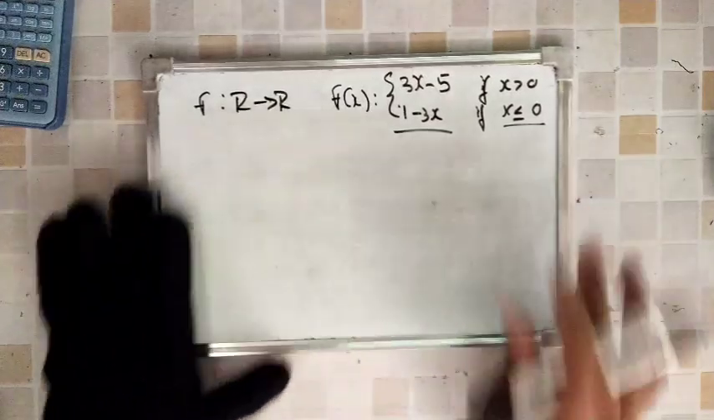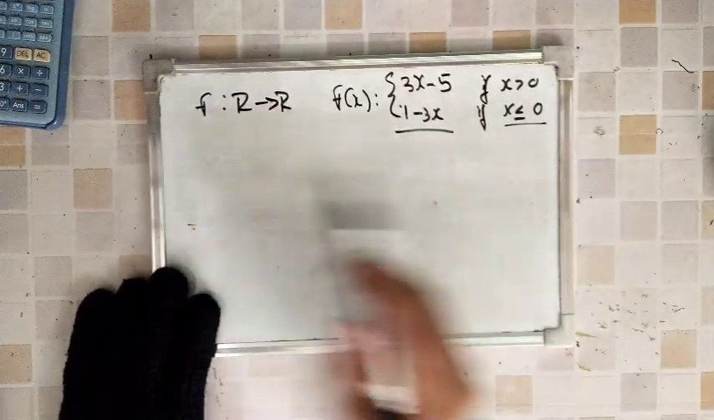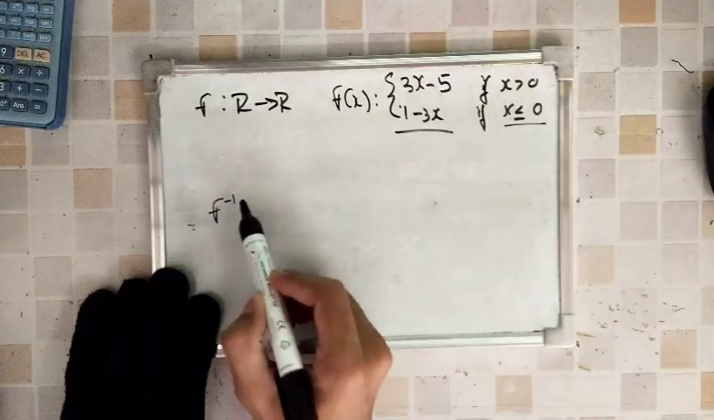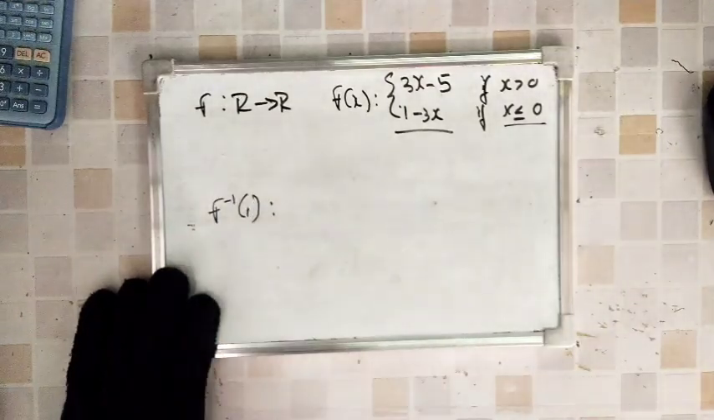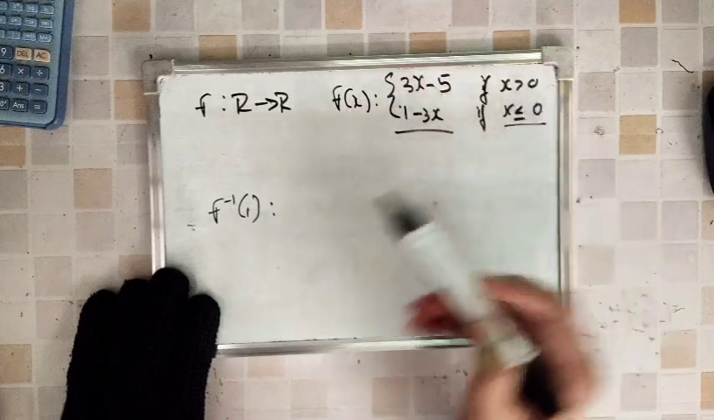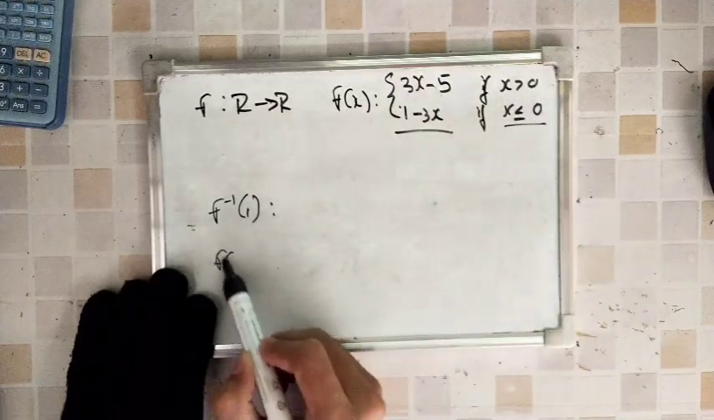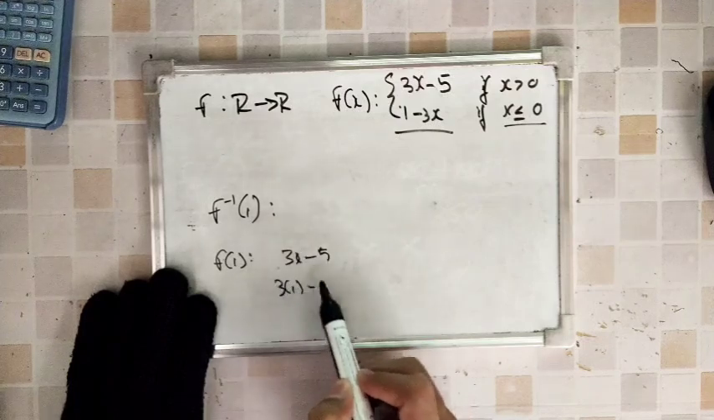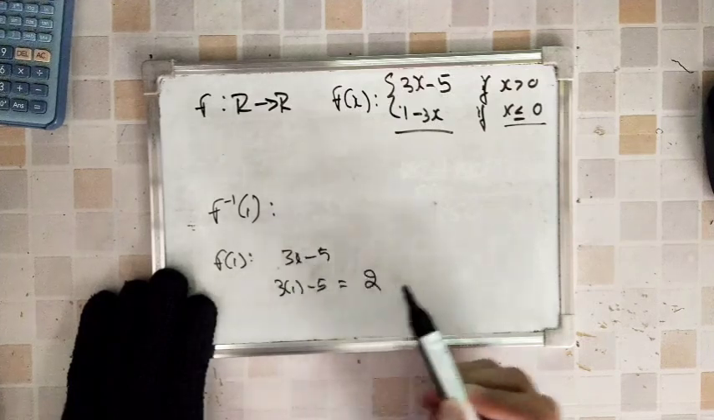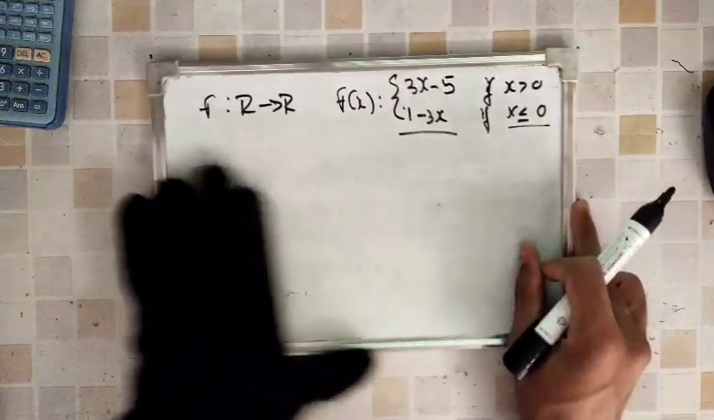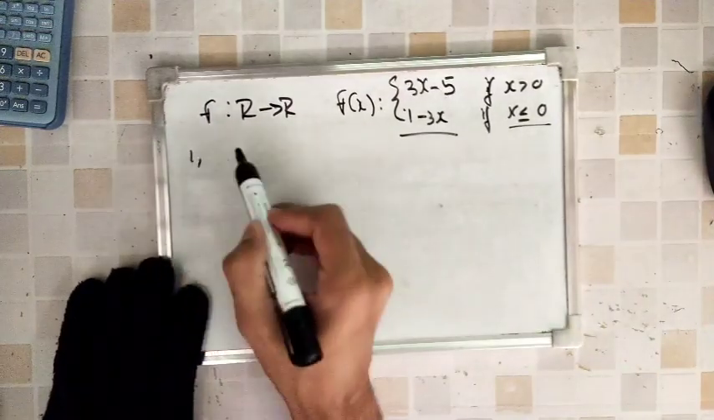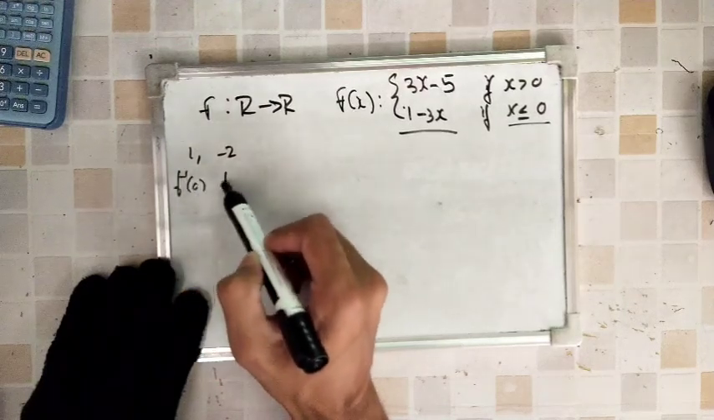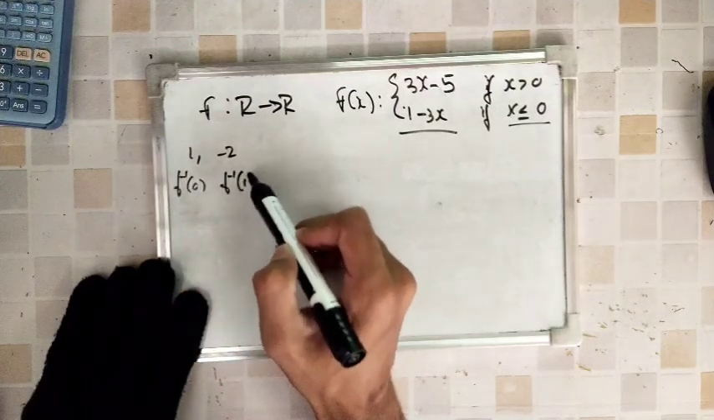Similarly, the second sub-question they have asked is f inverse of 1. The value 1 is greater than 0, so I will substitute it in 3x minus 5: 3 into 1 minus 5, which is 3 minus 5, that is minus 2. So f inverse of 1 is minus 2. First I got 1, then minus 2, for f inverse of 0 and f inverse of 1.